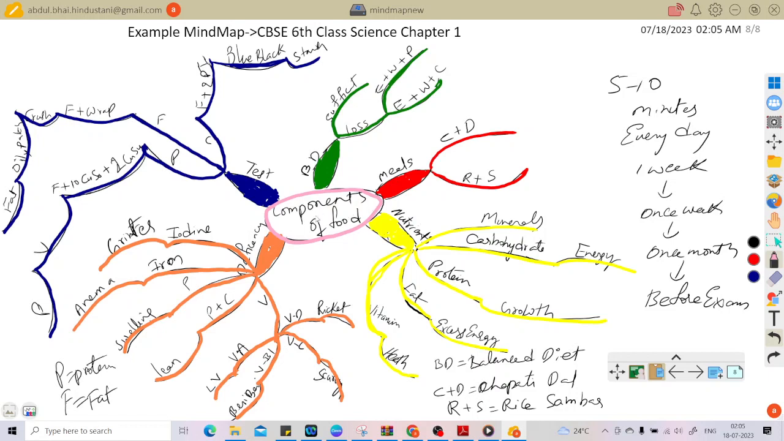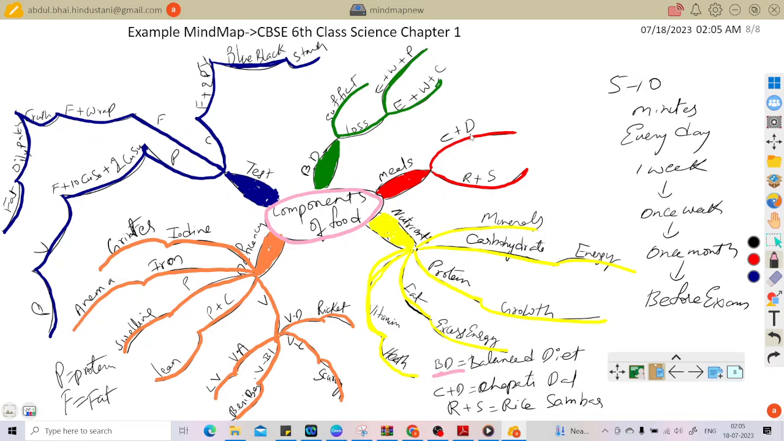Okay, so let's quickly finish how we read it. At the center, the chapter name is the components of food, and we have different topics. The main topics, if you can see here, are a balanced diet (BD). We can see at the bottom the different tests we perform, and the vitamin deficiency, the different deficiencies and diseases. And when you see the meals keyword, it immediately triggers the subsequent branches of it, right? So what are the subsequent branches?